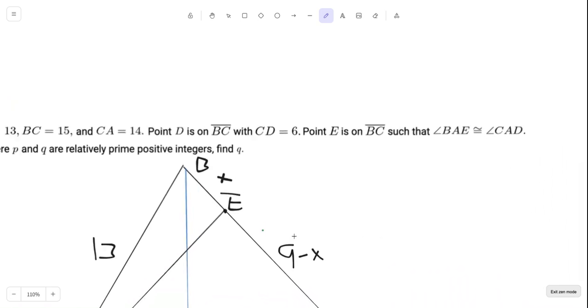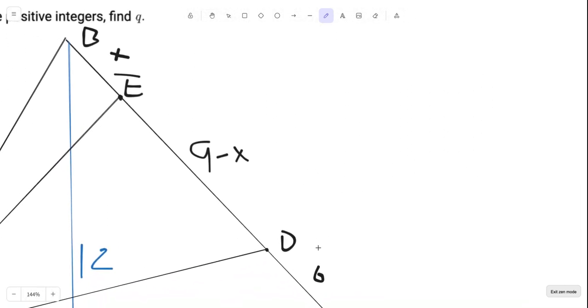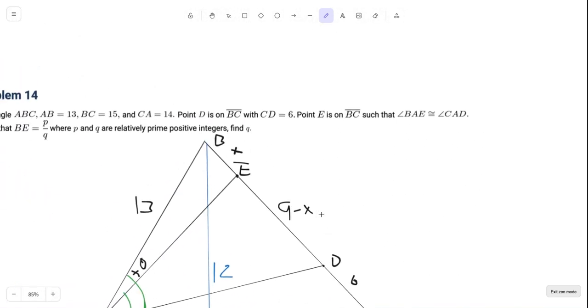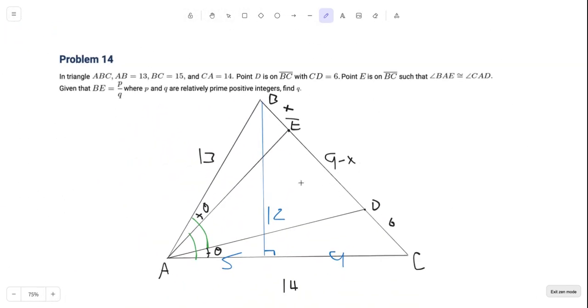If we let it be x, and since this is the 15 side, we have 6 being CD from the problem. So we have x and 9 minus x. We must sum to 9.